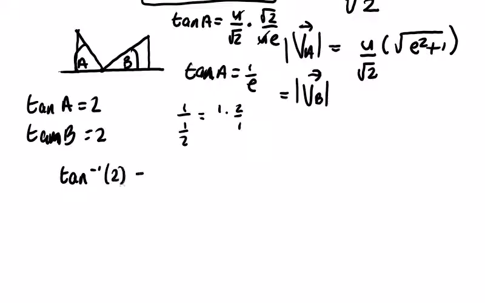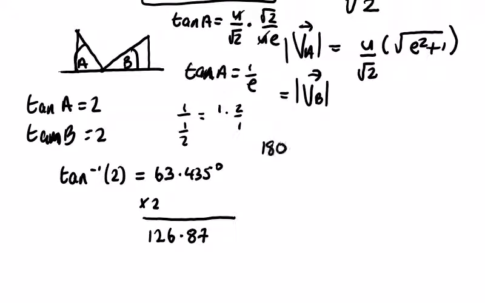of 2, which is equal to 63.435. And multiply that by 2. I'm going to get 126.87, and 180 will be the angle in between. This one, it's going to be 180 minus 126.87, which is 53.13, but you all know this angle.